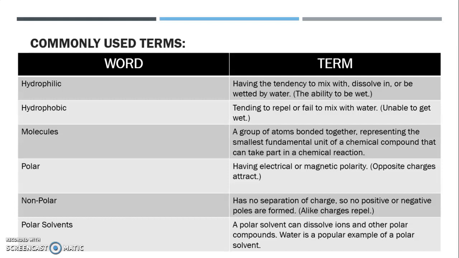Molecules, not that big of a deal, but it's just a group of atoms being bonded together. Polar is having electrical or magnetic polarity. So if you remember, opposites attract, therefore batteries, positive and negative, they will attract. Polar gives it that ability to do that. Nonpolar, being opposite, has no separation of charge, so no positive or negative poles are even there to attract anything or to not attract. It's just alike charges repel. If you remember that, that'll help out.